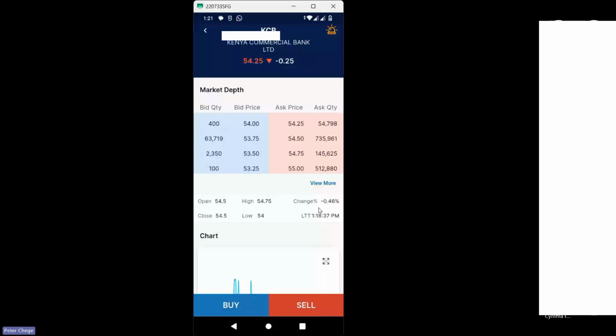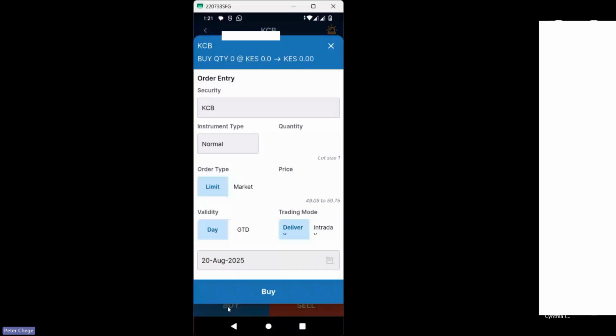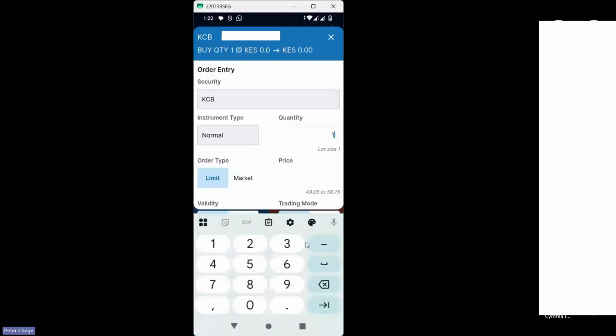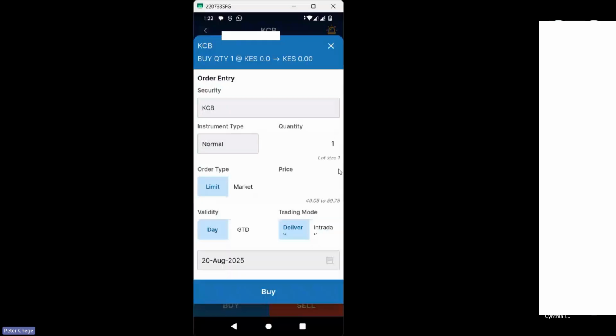So we click on buy, because I don't have KCB shares. I click buy, so I'm buying. I've explained a few terminologies here, so we won't go through them. The first one is security, which is the share you are buying. Instrument type, you only have normal, so now you can buy any share. As you can see, I can place the order for one share. Lot size, one share, so there are no minimums.